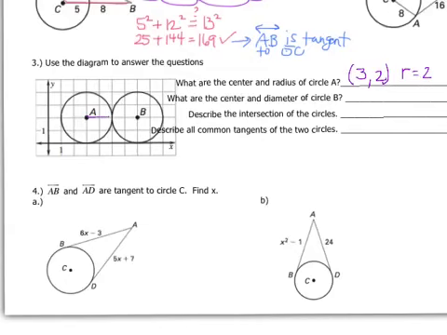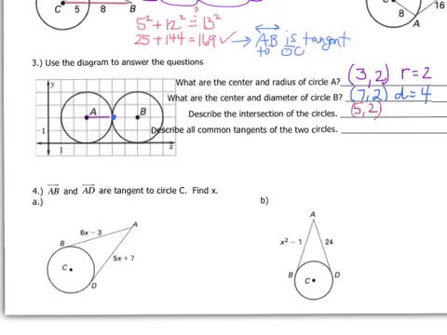So what are the center, but this time what is the diameter of circle B? Artem, what is the center of circle B? 7, 2. And what is the diameter? 4. Good. All right, describe the intersection of the circles. So we're looking first at the point where they intersect, which I would say that this is the point where the circles intersect. So what is that intersection point? 5, 2.